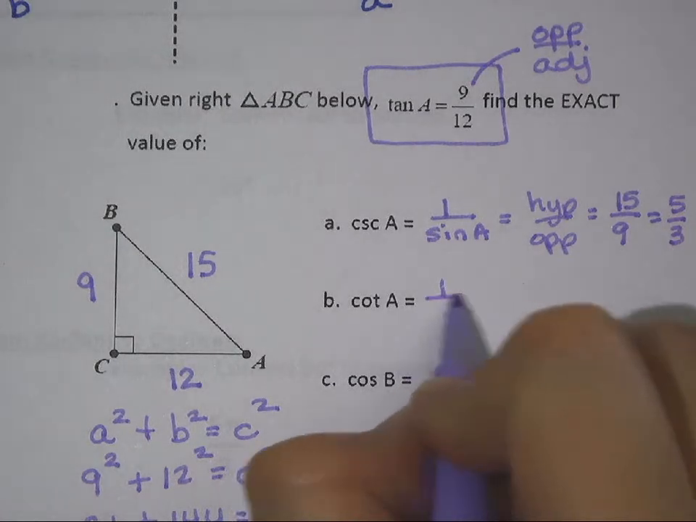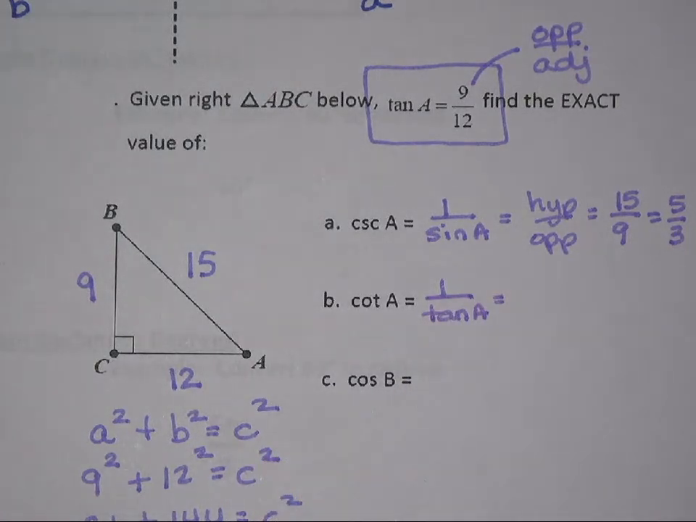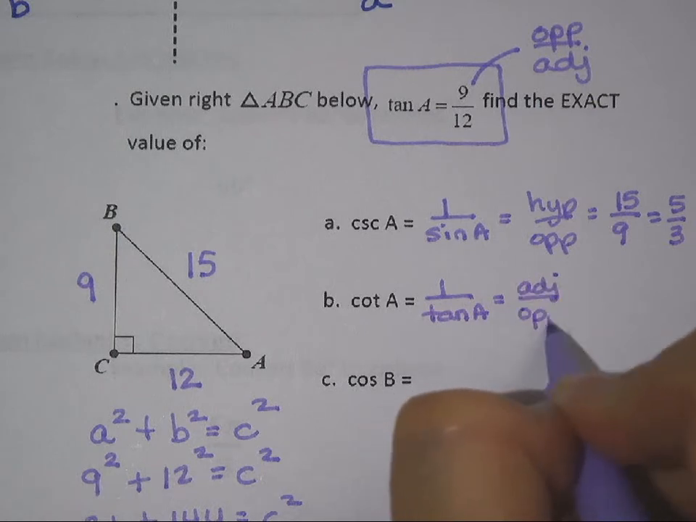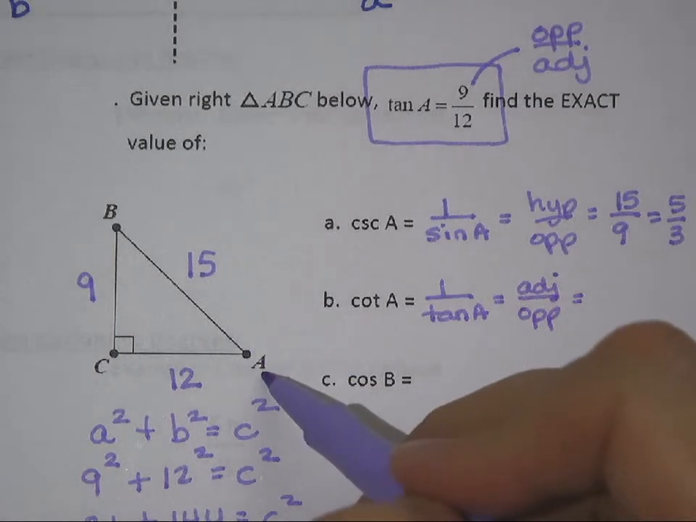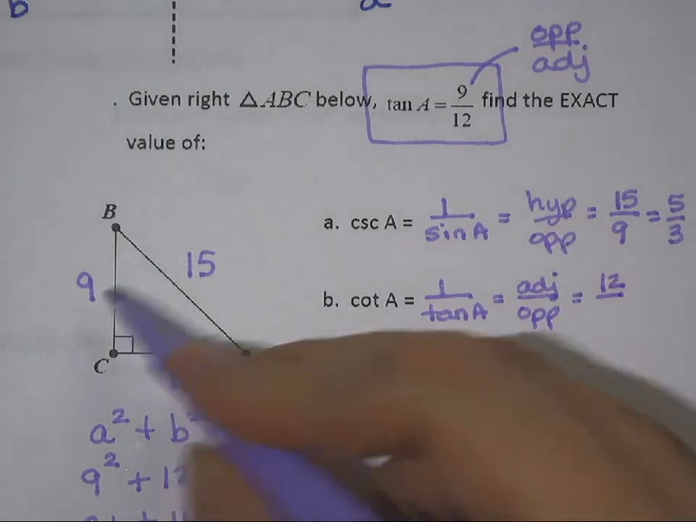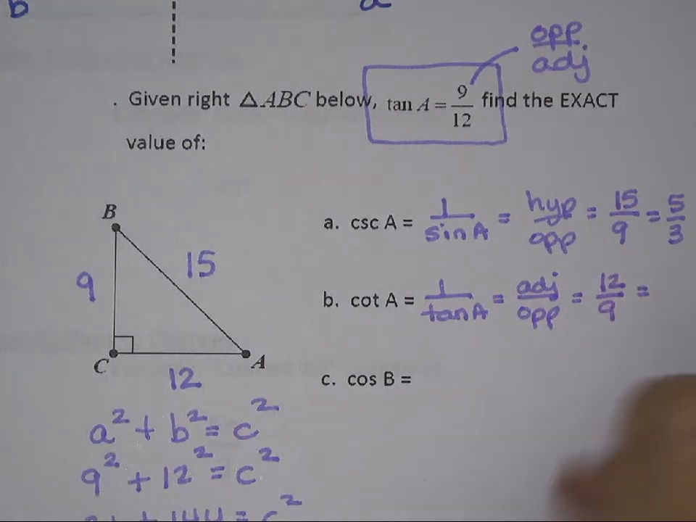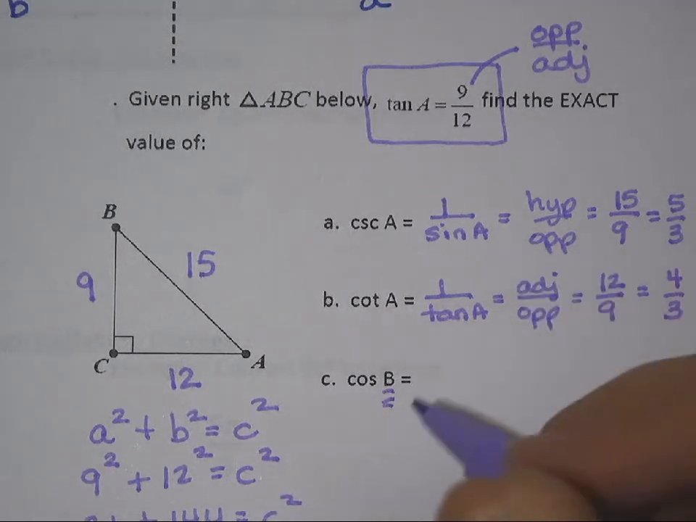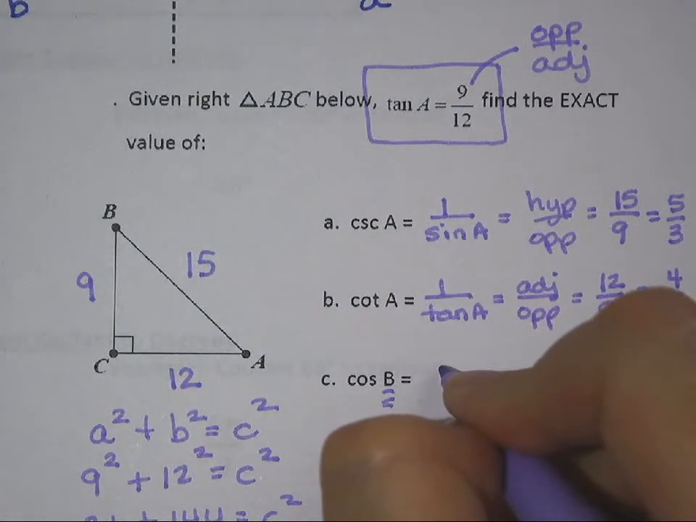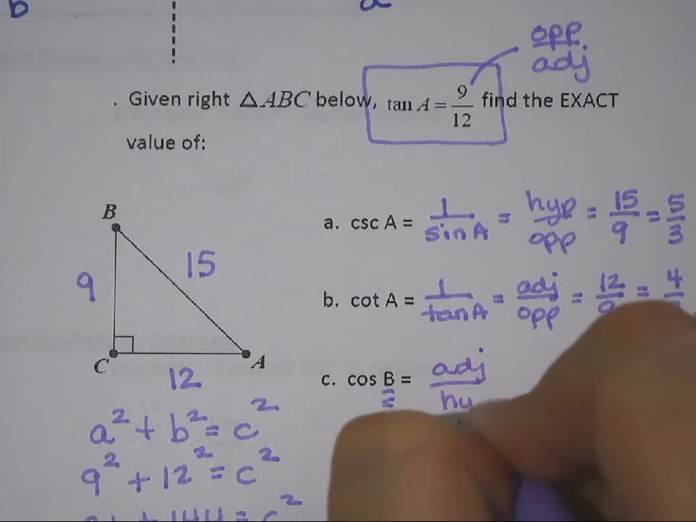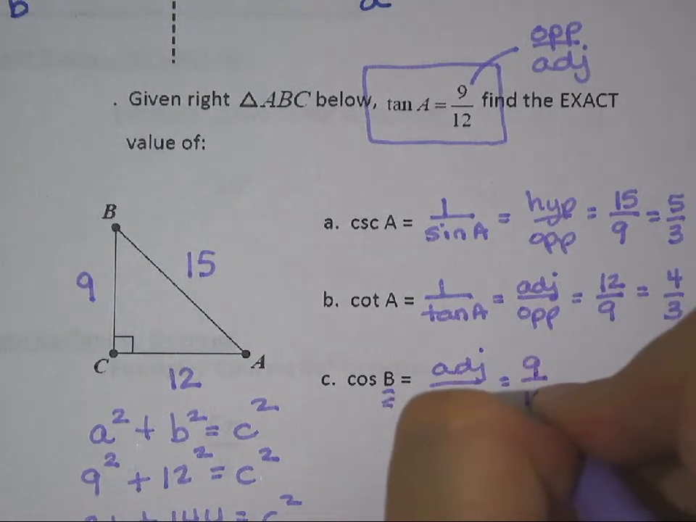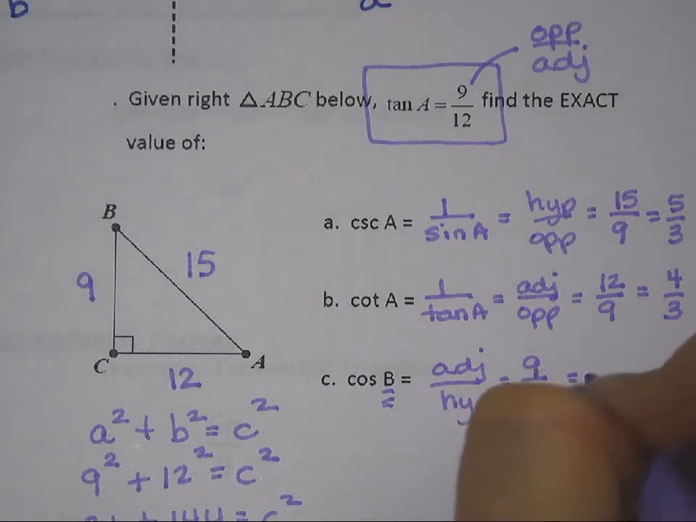Cotangent is 1 over tangent. And tangent is opposite over adjacent, so this is adjacent over opposite. The adjacent to A is 12, and the opposite is 9. And we have to reduce this to 4 over 3. And lastly, we have cosine, but look, they switched angles on us again. So I need to do the cosine of B. Well, cosine is adjacent over hypotenuse. Adjacent to B is 9, and the hypotenuse is 15. And when I reduce this, I get 3 over 5.